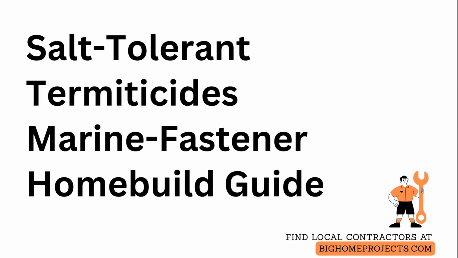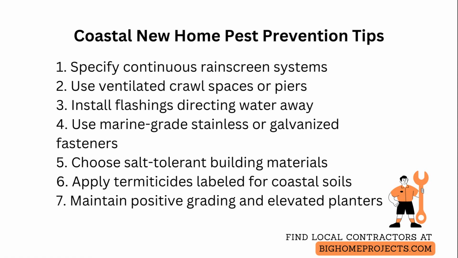Coastal new home construction must incorporate pest prevention measures that address salt exposure, high moisture, and coastal-specific pests like subterranean termites and salt-tolerant insects. Start by designing with moisture control as a primary objective. Specify continuous rainscreen systems, ventilated crawl spaces, or elevated piers, and flashing that directs water away from structural joints.